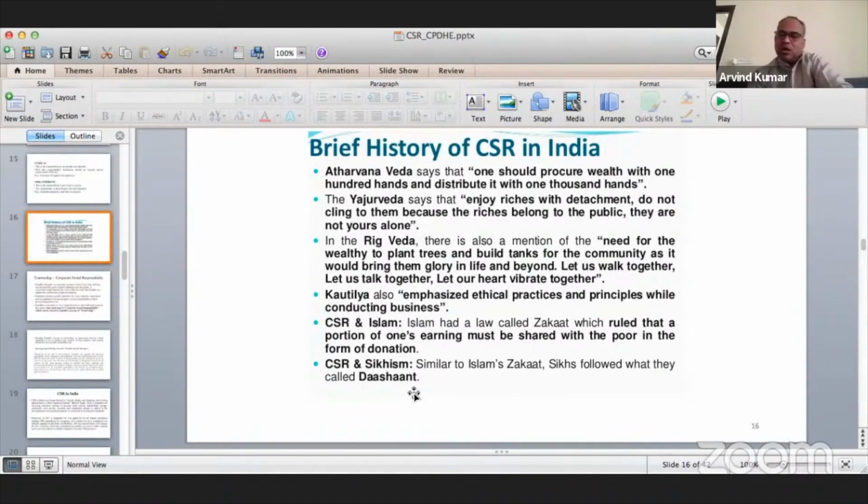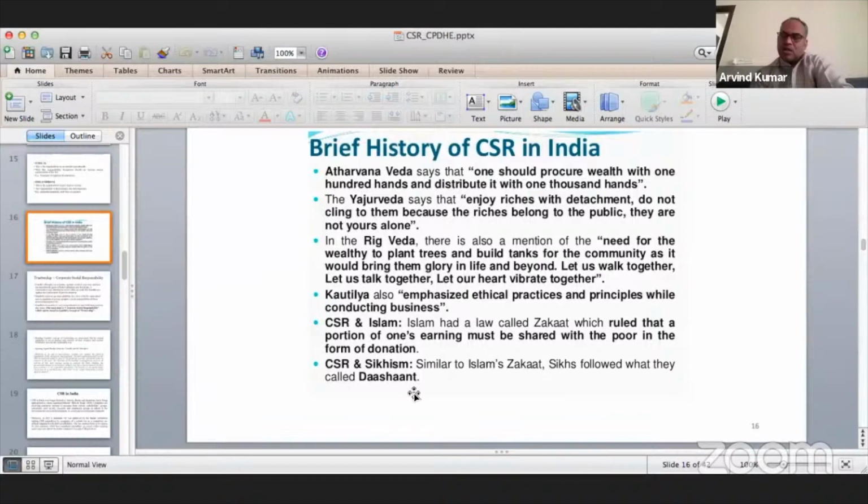Some people come up with a charitable trust or hospital. Some of them contribute to education. Some of them contribute to public health. It depends on what kind of practice you want to follow. Here, Gandhiji also came up with the idea of trusteeship.